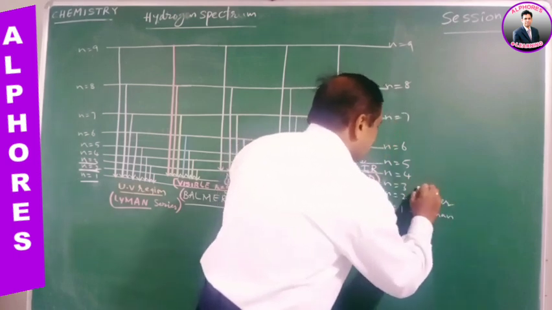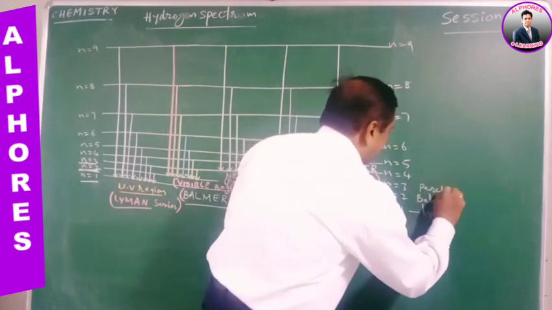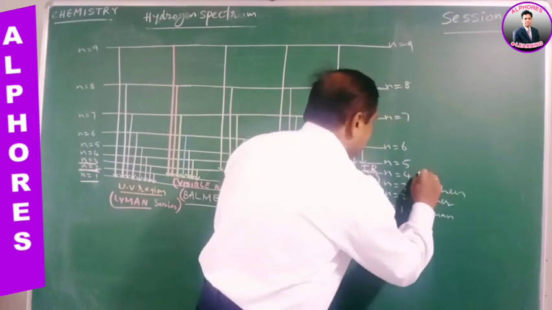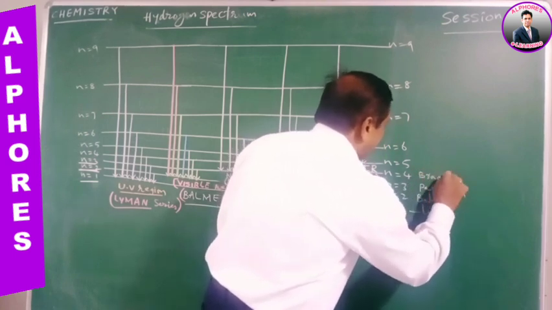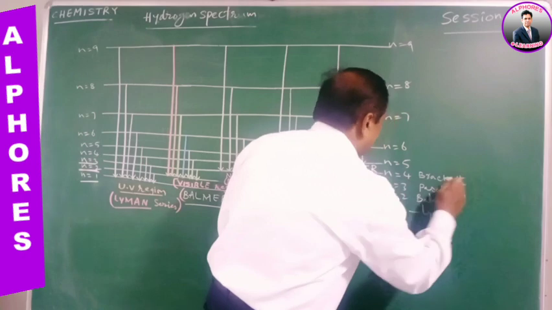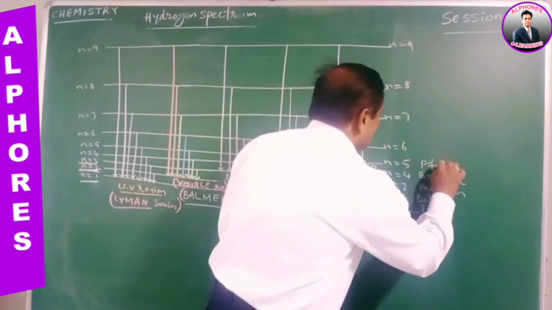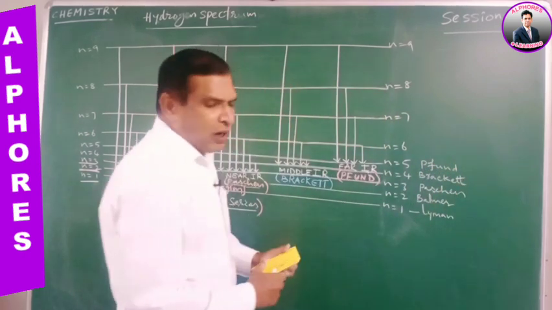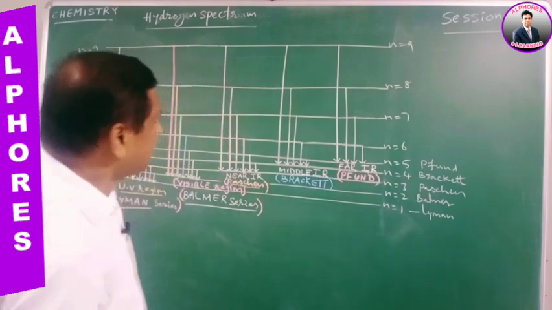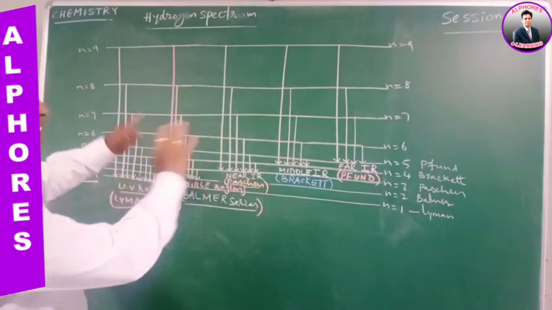And at third orbit, Paschen series is formed. Fourth orbit, Brackett series is formed. Fifth orbit, Pfund series is formed. So we described all 5 series, how they are formed. Okay, that is one, the formation of the series.